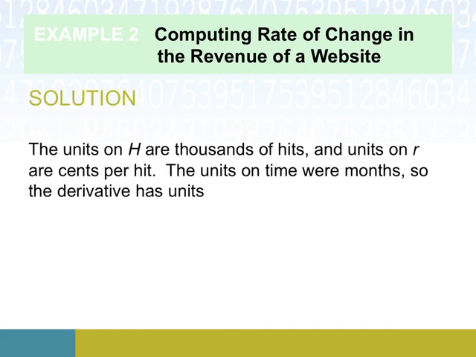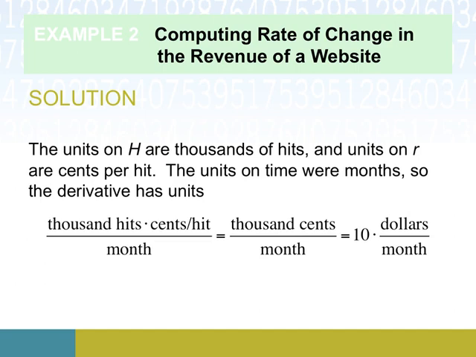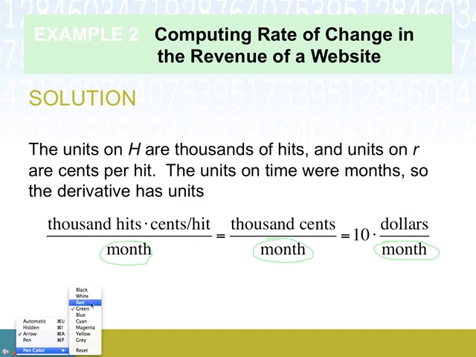So the units on h are in thousands of hits. Units on r are cents per hit, so it's not actually in dollars. And then the unit on time is going to help us out with the denominator. So basically what we should sit with is, we know that it's going to be months on the bottom, so let's just leave that alone. The only piece that requires some work is thousands of hits times cents per hit. So the piece that's kind of weird about this is that we have thousands and cents.